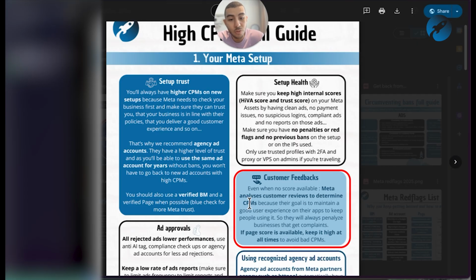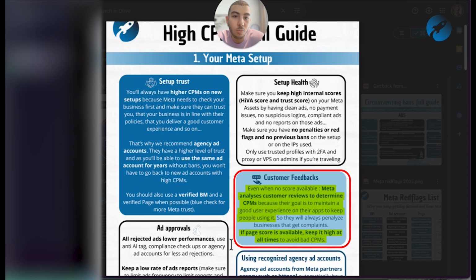Then you have customer feedback, which is a huge one. Even when no score is available, Meta analyzes customer reviews to determine CPM, because their goal is to maintain a good experience on the apps and for the people that use it. So if a page score is available, you need to keep it high at all times, so you can avoid bad CPMs.